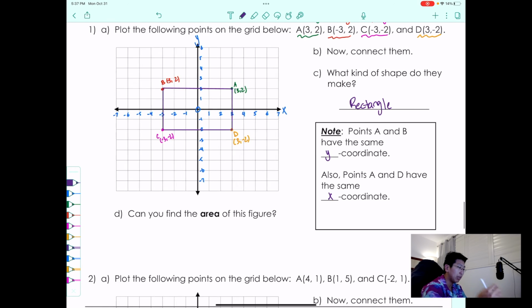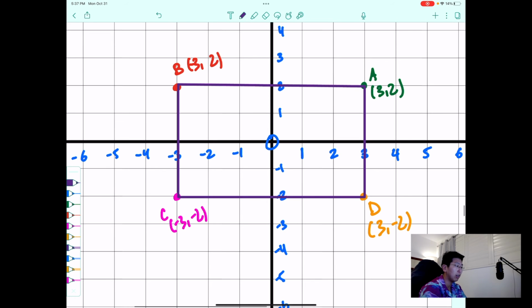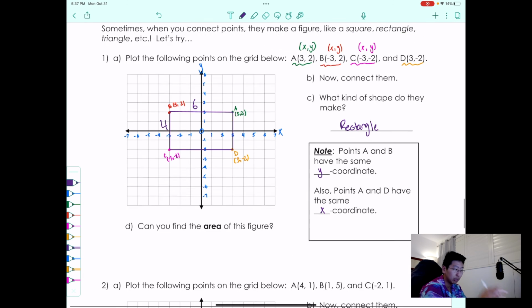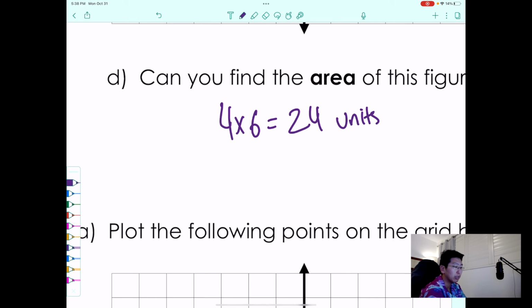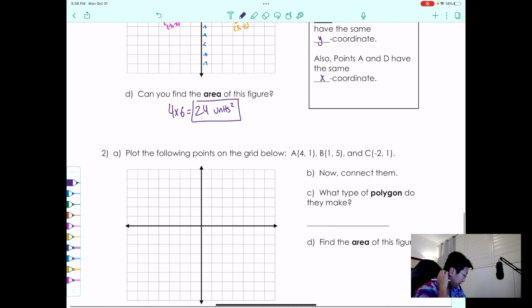Okay. Can you find the area of this figure? Sure, why not? Let's go ahead and count. What's the height of this rectangle? 1, 2, 3, 4. So I'm going to go ahead and put 4 here. And then this goes 1, 2, 3, 4, 5, 6. So our width is 6. To find the area of a rectangle, base times height, 4 times 6. 4 times 6 equals 24 units squared. All right.